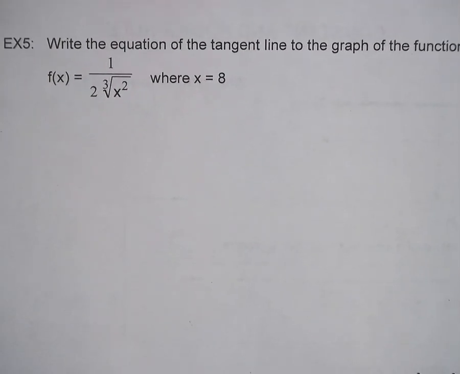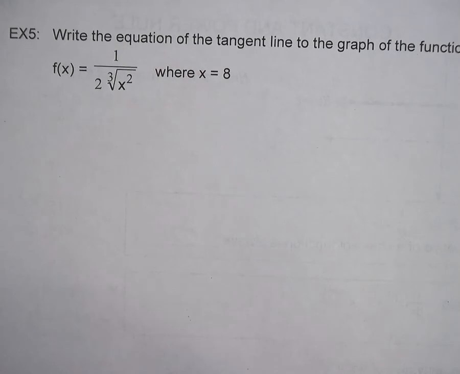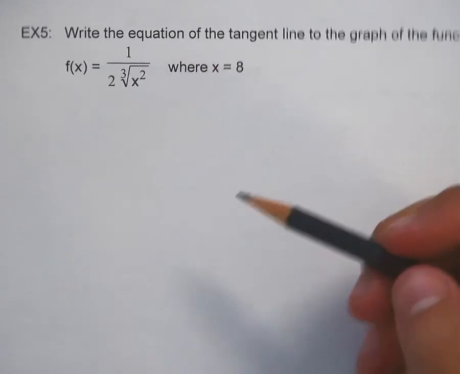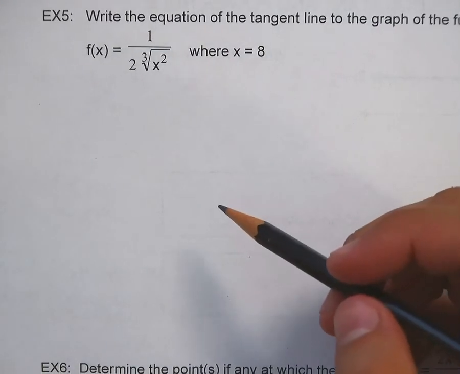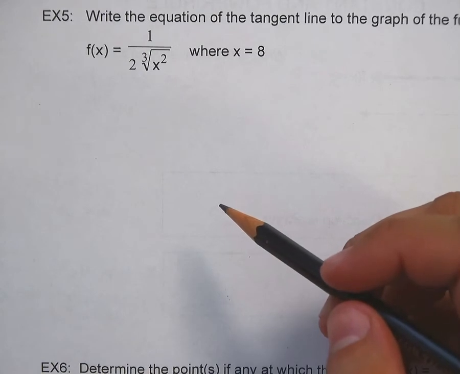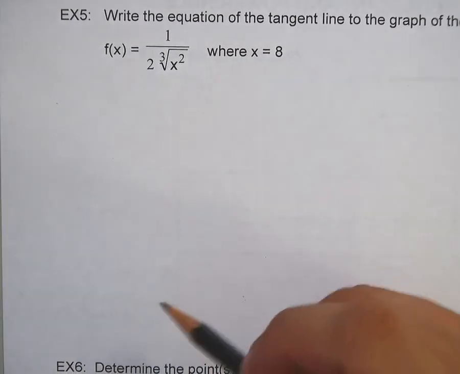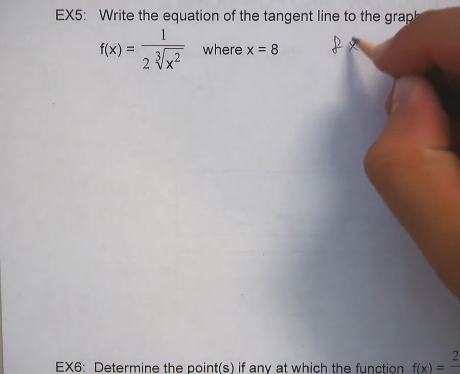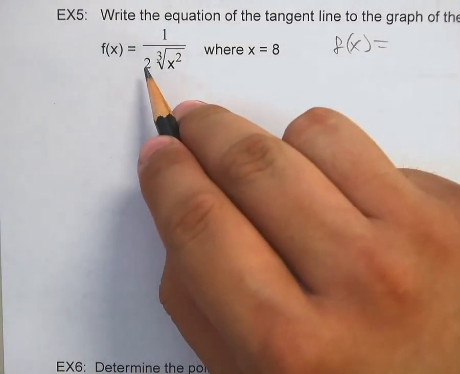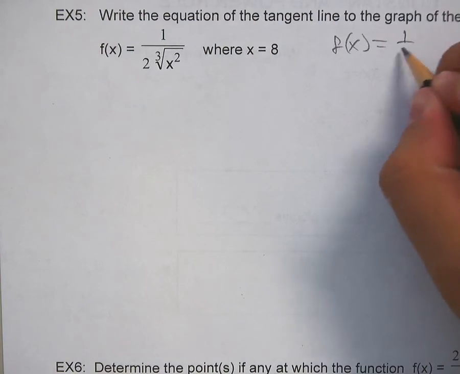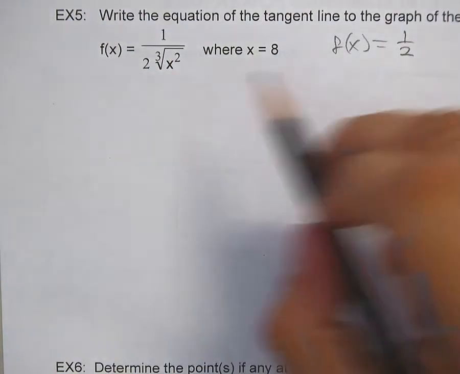Example 5. Write the equation of the tangent line to the graph of the function f of x equals 1 over... Holy mess, Batman. Where x is 8. I want the equation of the tangent line to the graph of the function where x is 8. First thing I'm going to do is rewrite f of x. I'm going to get rid of all this mess right here. I'm going to call that 1 half, 1 over 2.